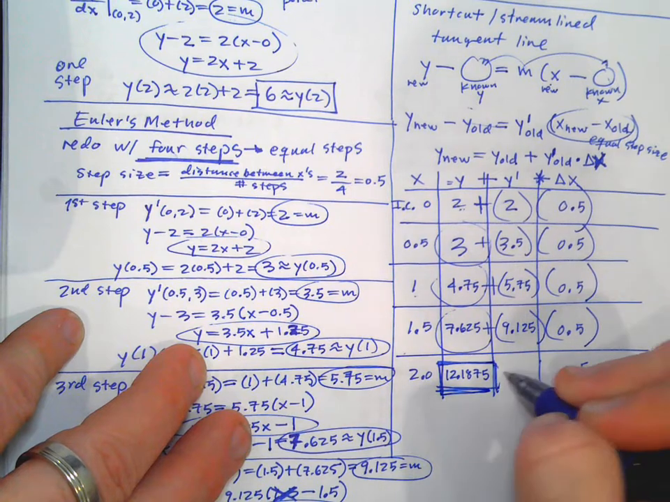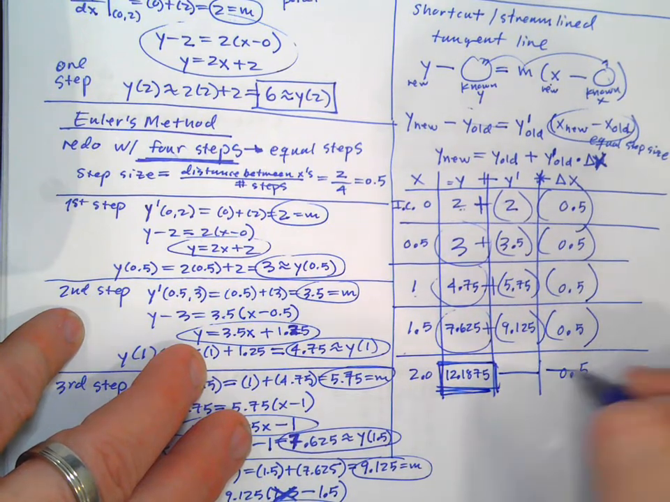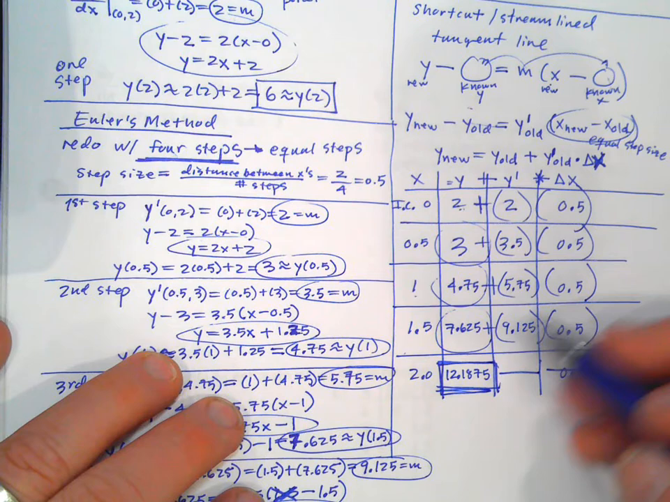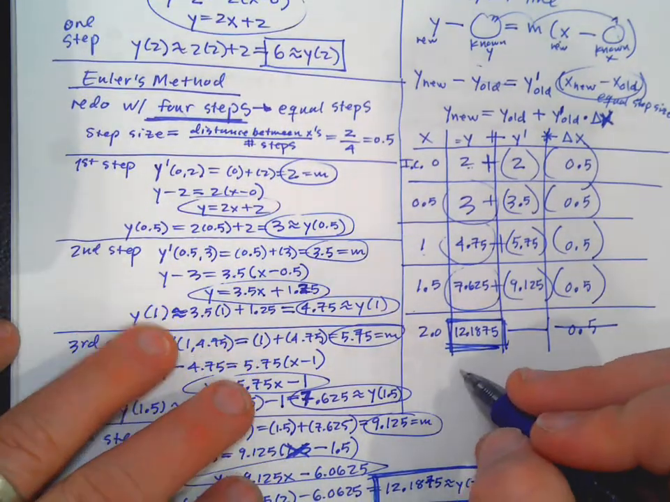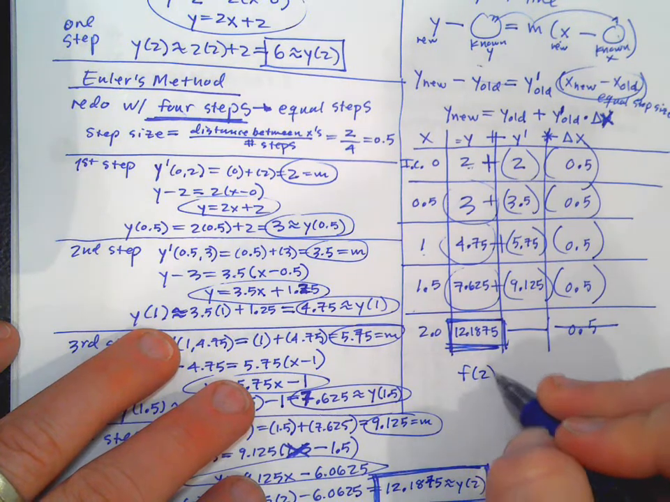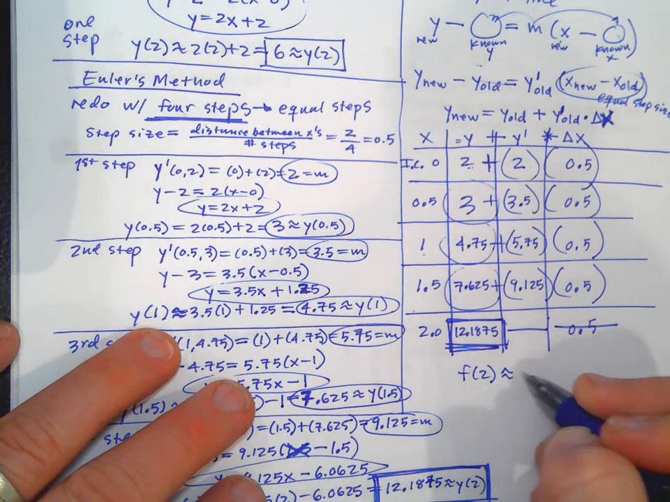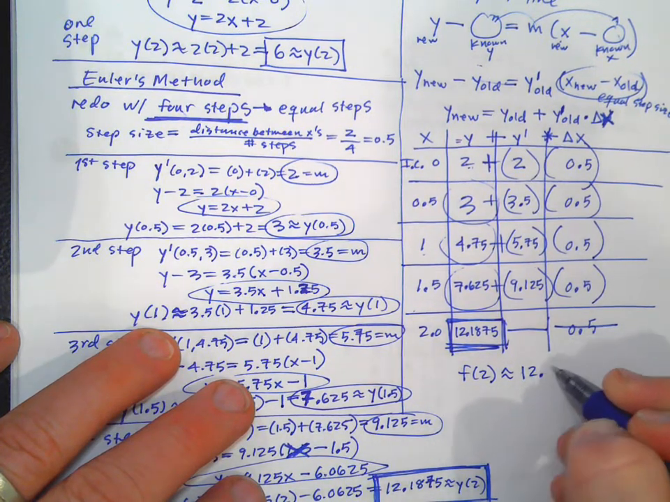We don't need to do another y prime. We don't even need a new delta x. This is it. We're done. We did 4 of them right here. Now, you should write your final answer more nicely, like f of 2 is approximately 12.1875.